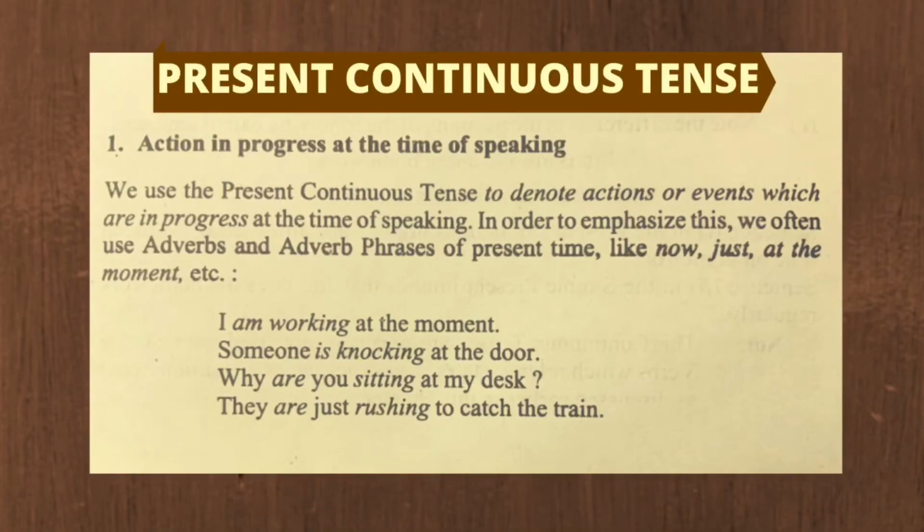Let's see uses of present continuous tense. Number 1. Action in progress at the time of speaking. We use present continuous tense to denote actions or events which are in progress at the time of speaking. In order to emphasize this, we often use adverbs and adverb phrases of present time like now, just, at the moment, etc. For example, I am working at the moment. Someone is knocking at the door. Why are you still at my desk? They are just rushing to catch the train.